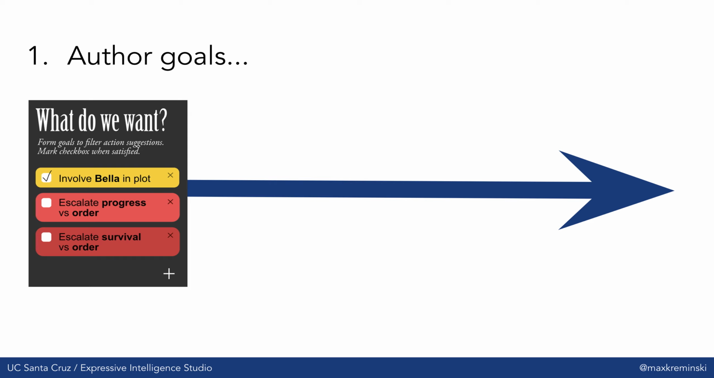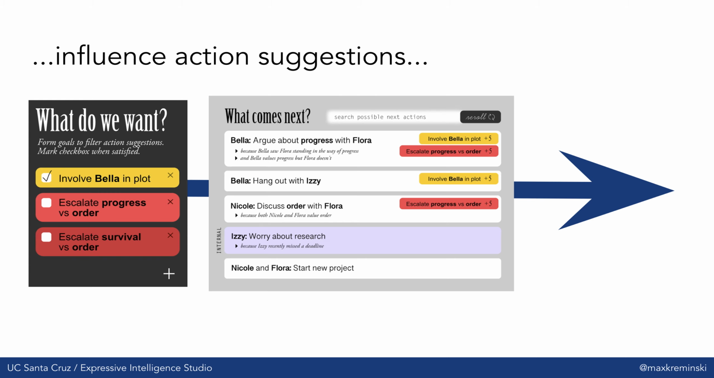You can also see there's buttons for adding new author goals, for removing existing ones, and for marking existing ones as complete. And the idea is that you finish a chapter when all the author goals you've specified for that chapter are marked as complete, and then you can move on to the next one with a new set of author goals and do it all over again. So this guides the action suggestions that the system provides players with.